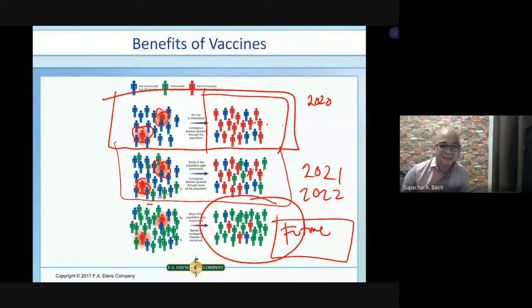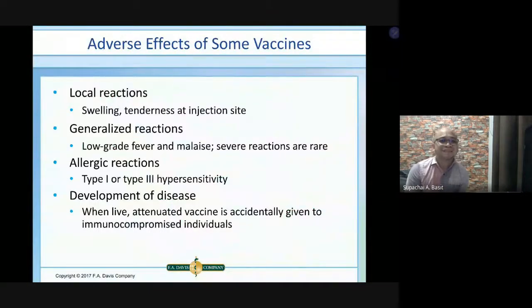But then again, it's quite difficult to achieve herd immunity if we do not immunize everybody. And you cannot undergo face-to-face classes. Okay, adverse effects of some vaccines. Local reactions is about there would be swelling and tenderness at injection site. And then generalized reaction means that you'll develop low-grade fever, malaise, injection weakness, and severe reactions are rare.